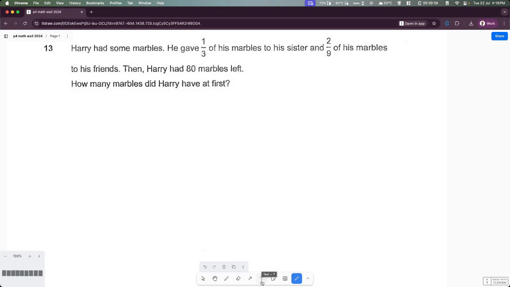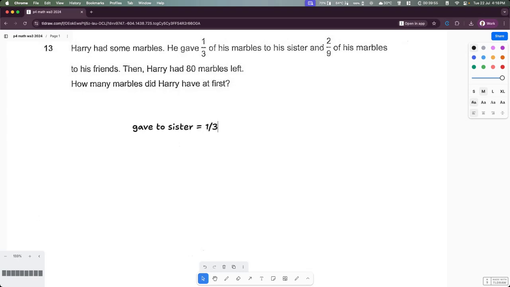Okay, so in this case, we want to work backwards. Essentially, Harry gave his marbles to his sister, right? So I'm just going to write down a summary. Gave to sister is 1/3. Gave to friend is 2/9. That means what he's left with is 80 marbles. Marbles left, and also we need to know the marbles fraction left.